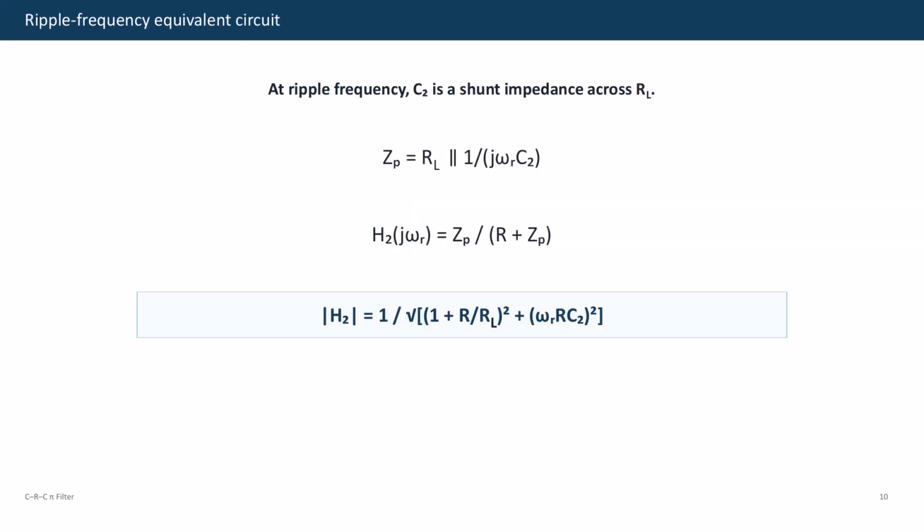Now examine only the ripple component. At ripple frequency, C2 is a shunt impedance in parallel with the load. That parallel combination is ZP. Together with the series resistor, it forms a loaded voltage divider. Simplifying the divider magnitude gives the loaded attenuation expression. Notice that both the load ratio and the frequency-dependent capacitor term remain in the denominator.